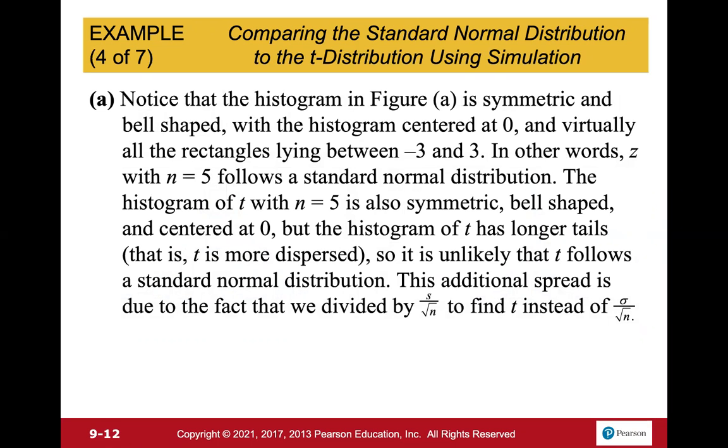The histogram with T5 is symmetric, bell-shaped, centered at 0, but the histogram has longer tails. That is, T is more dispersed. So it is unlikely that T follows the standard normal distribution. The additional spread is due to the fact that we divided by the standard deviation S divided by the square root of n to find T, instead of the standard deviation sigma divided by the square root of n.